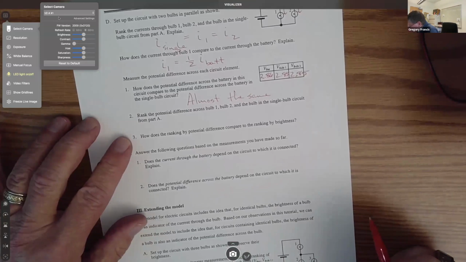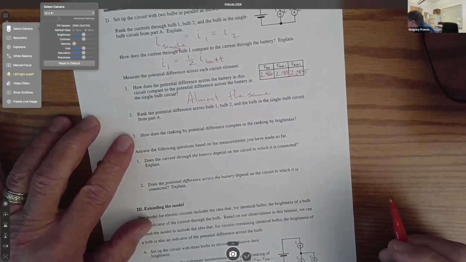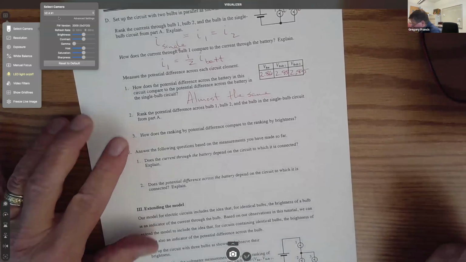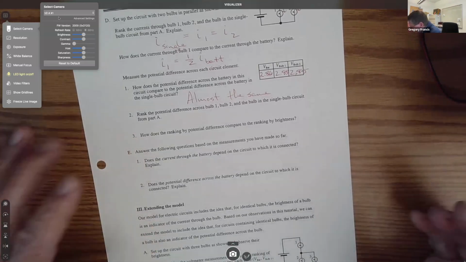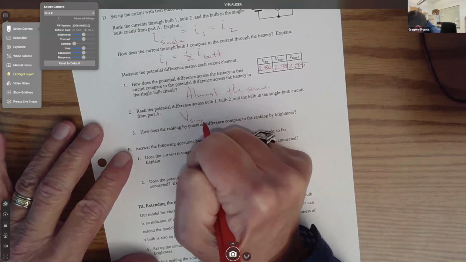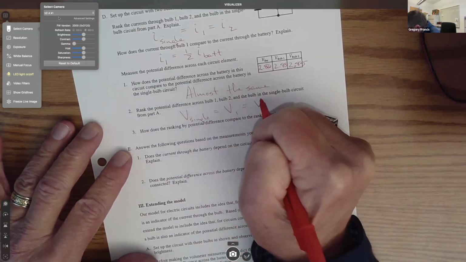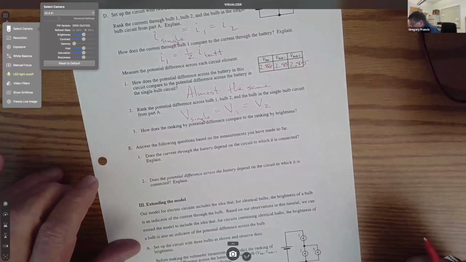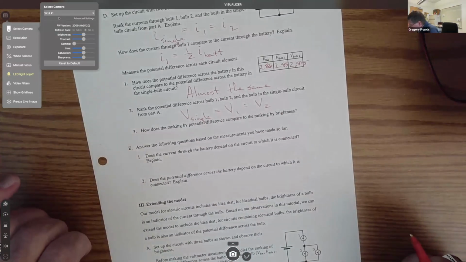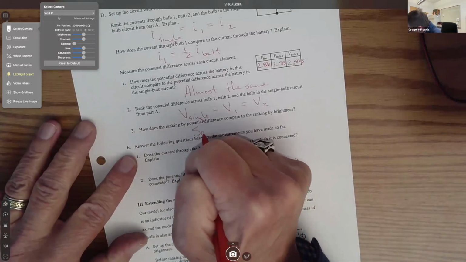Rank the voltage difference across bulb 1, bulb 2, and the bulb in the single bulb circuit. Well, the bulb in the single bulb circuit was 2.83, so they're almost the same. How does the ranking by voltage difference compare to the ranking by brightness? Exactly the same.